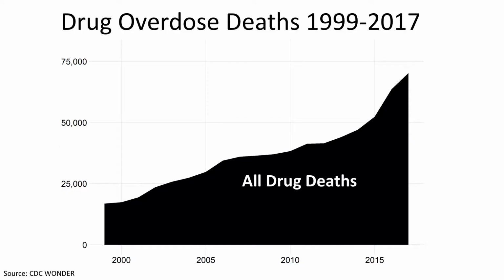So the United States is currently in the throes of a fatal drug epidemic that's taken the lives of about 700,000 people over the past 2 decades. In 1999, about 17,000 people died per year from drug overdoses. Today, most recently in 2017, the number that's dying is about 70,000 per year.